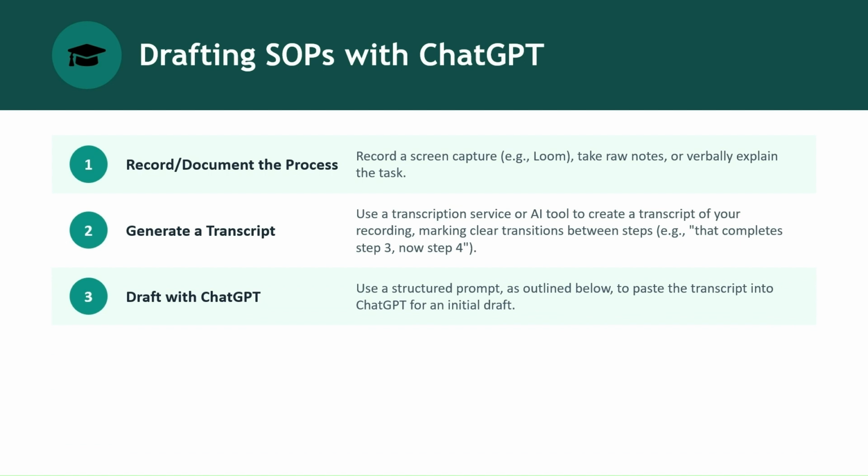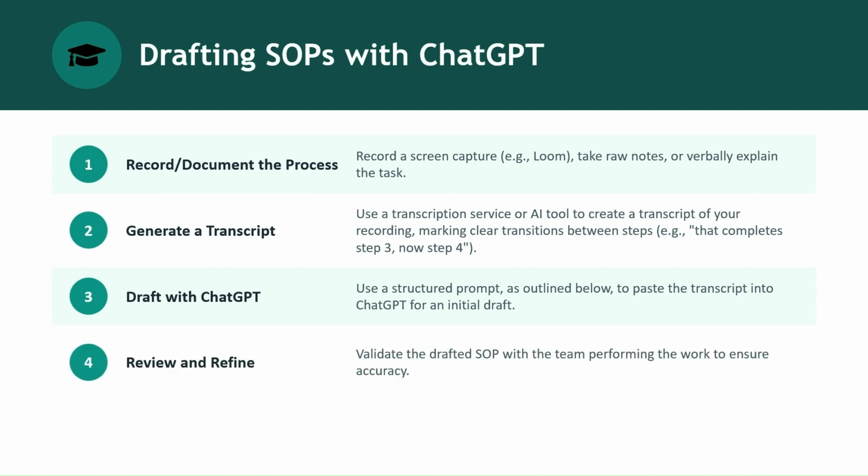Draft with ChatGPT. Use a structured prompt, as outlined below, to paste the script into ChatGPT for an initial draft. I didn't outline it below here, but we did this before. Review and refine: validate the drafted SOP with the team performing the work to ensure accuracy. So do not always rely on what ChatGPT says, because you may know by now that sometimes it hallucinates. Finalize and store: refine the document and store it in a central searchable location.